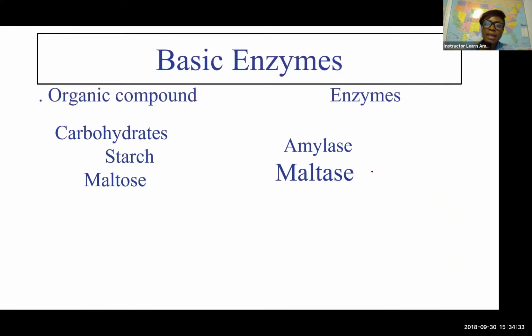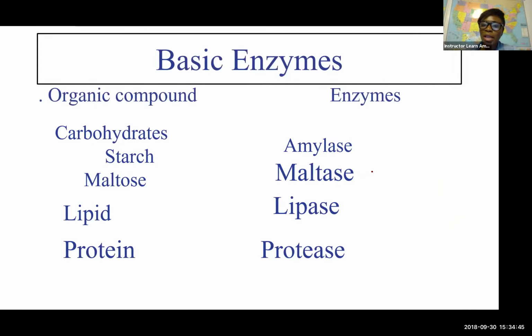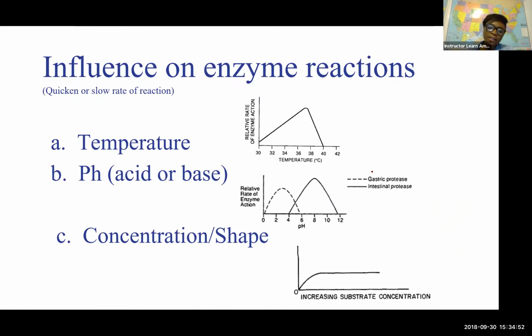All right, here are some basic enzymes that we're familiar with hearing and seeing. Amylase is used to break down starch. Maltase, for example, is used to break down maltose. Phospholipid would be lipase. Proteins, protease. So these are some common ones to see. And if you notice, they all have in common ASE. ASE is a common way to recognize an enzyme, but it's not the only way.